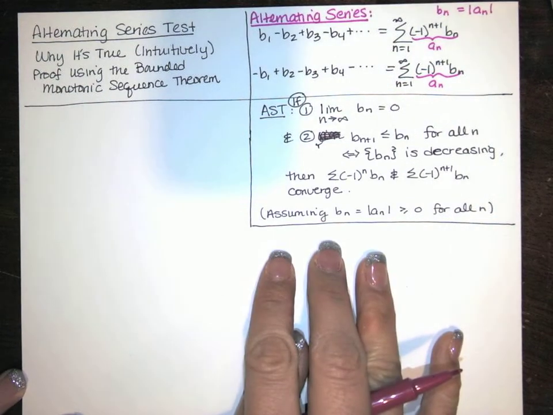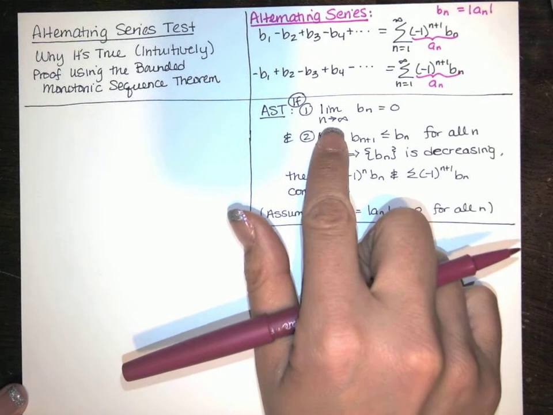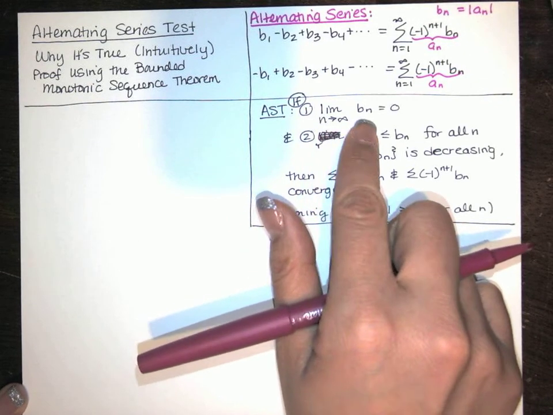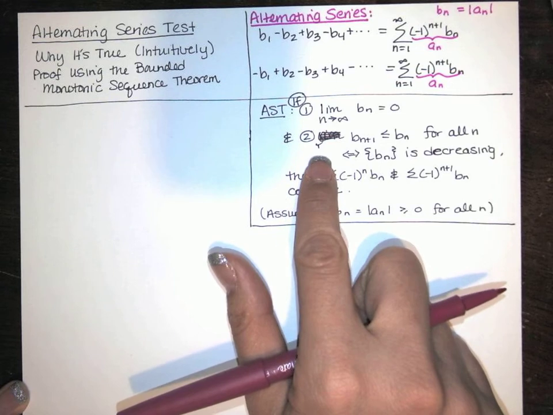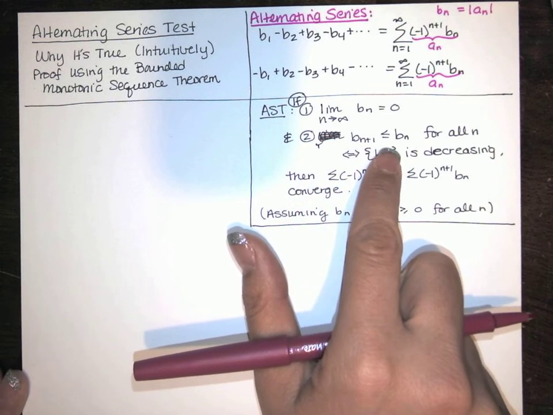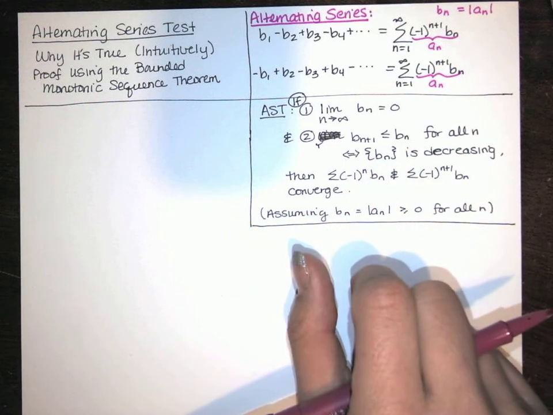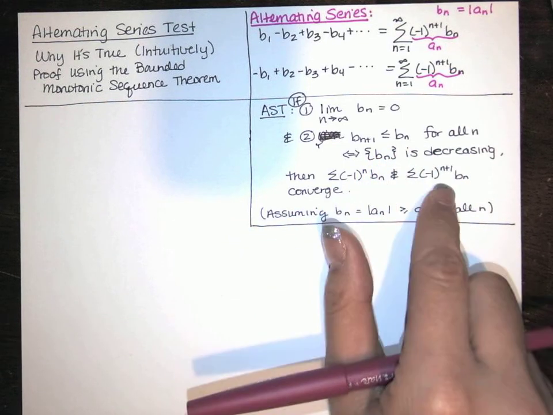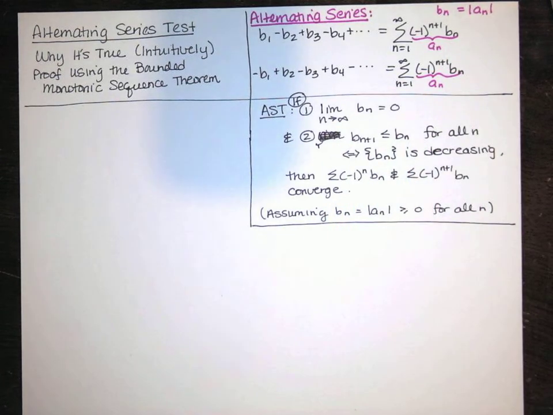So this is what the alternating series test says. It says, if the limit as n goes to infinity of b sub n, that's the absolute value of the nth term, is 0, and b sub n plus 1 is always less than or equal to b sub n, for all n greater than some N, then the alternating series that have b sub n as its absolute value of the nth term, those converge.